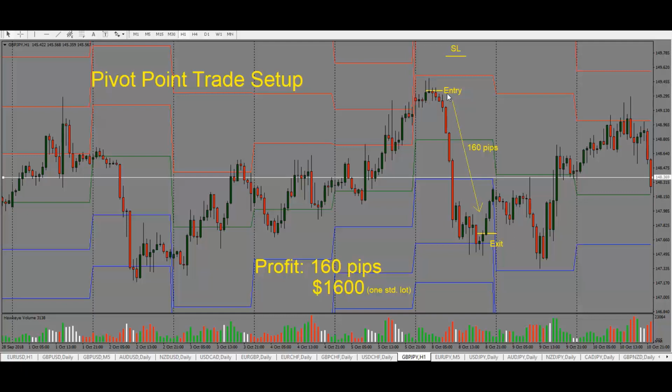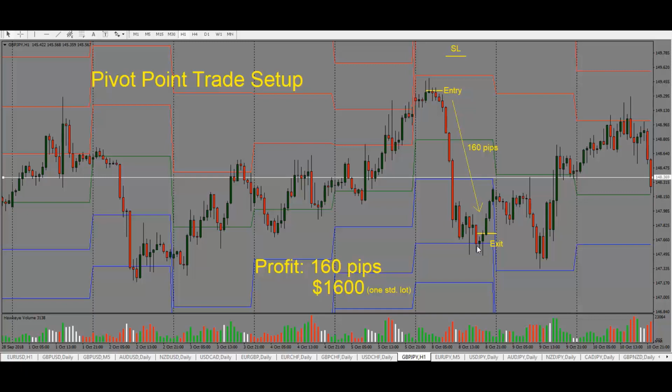Now we're looking for price to drop from here, and we enter the trade short. Stop goes on the other side of our R1, so we put it right here, making sure we give it some room to breathe. So we stay with the trade as price is dropping, and then as we get closer to our S2 level here, we see that price starts to go sideways. It's just going back and forth and not really making any real progress.